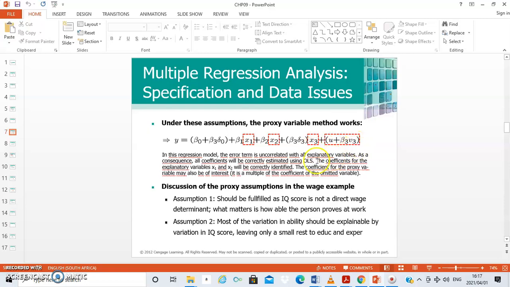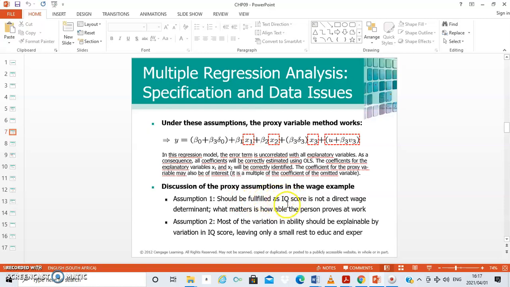Okay, so remember that x1, x2, x3 are the variables, and then the error term here is mu plus beta 3 v3. So we can then also say the coefficients of the explanatory variables x1 and x2 can be correctly identified, and the coefficient for the proxy variable might also be of interest. Of course, it's an interactive term because you have beta 3 rho 3, so it's a multiple of the coefficient of the omitted variable.